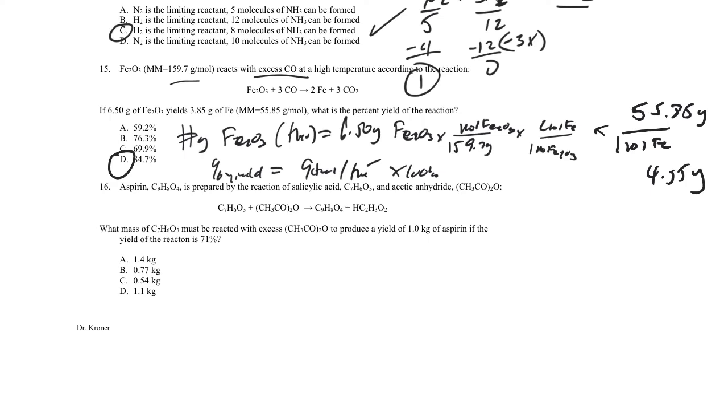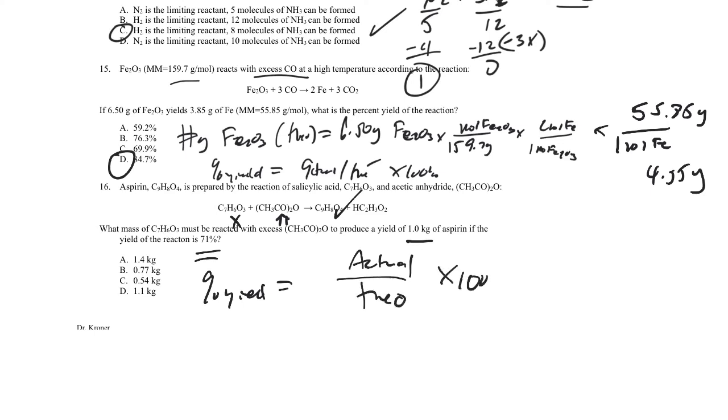Aspirin is produced by this reaction below. It's balanced at 1 to 1, so it's not a balancing question. What mass of the one do you need to react with an excess of the other to produce a kilogram of aspirin? So we want a kilogram of aspirin, but the yield's only 71%. So percent yield, again, is the actual over the theoretical yield we get from the stoichiometry times 100%.